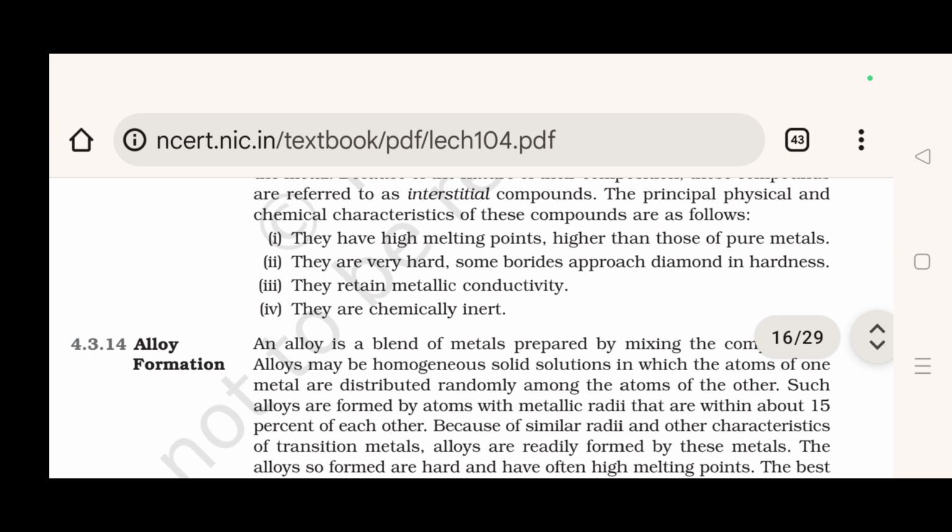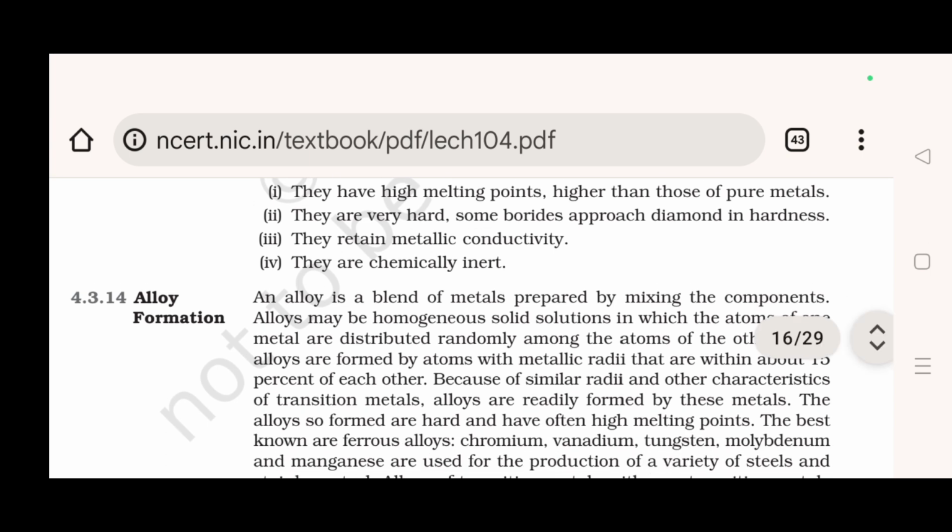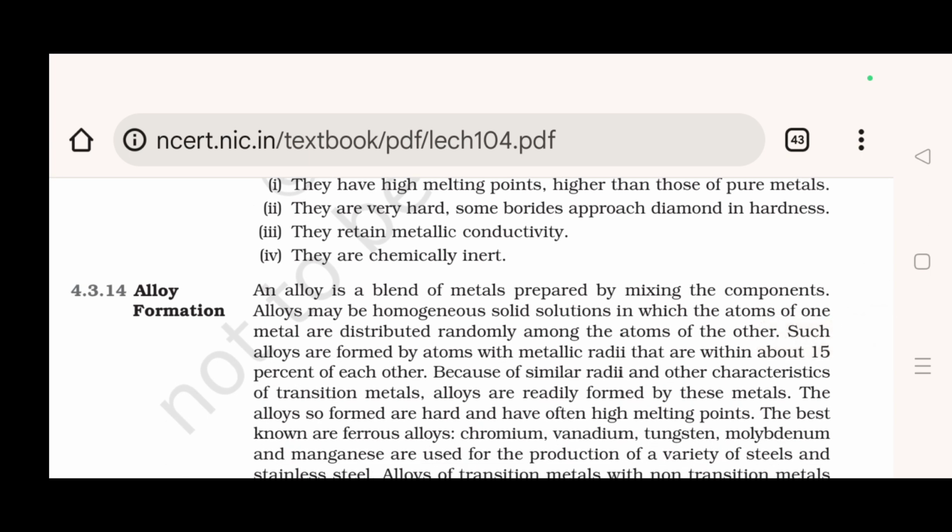Now we shall discuss alloy formation. An alloy is a blend of metals prepared by mixing the components. Alloys may be homogeneous solid solutions in which the atoms of one metal are distributed randomly among the atoms of the other. Such alloys are formed by atoms with metallic radii that are within about 15% of each other. Because of similar radii and other characteristics of transition metals, alloys are readily formed by these metals. The alloys so formed are hard and often have high melting points.